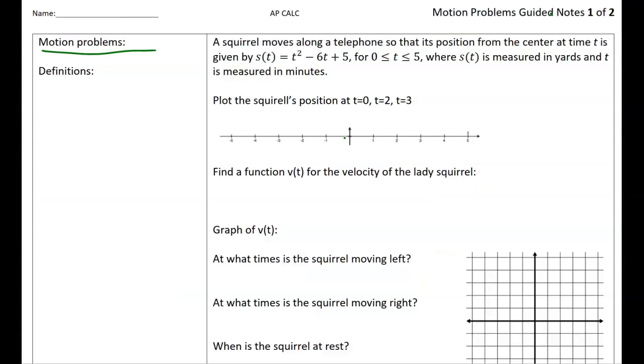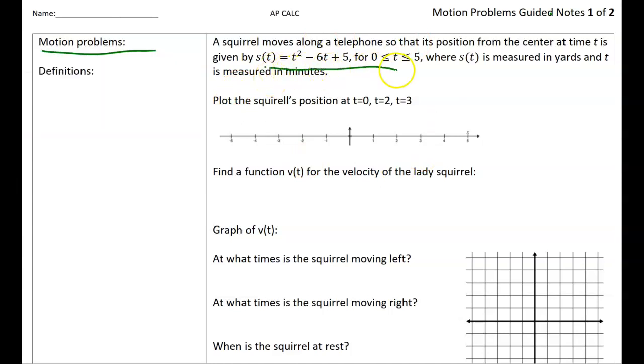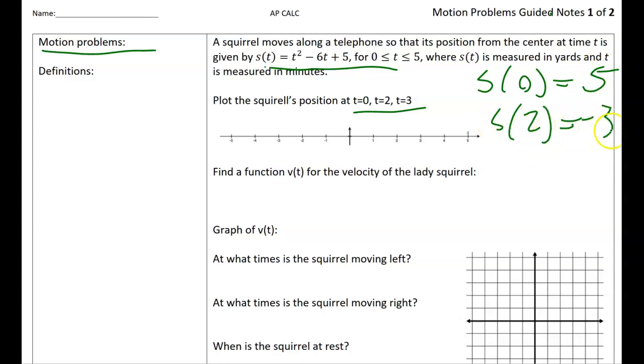And the first thing we're going to consider is our squirrel's position. So I give you this function s to represent the squirrel's position, and I ask you to plot its position at these times. So this is definitely just asking me to plug these in, and you can do that on your own. So s of 0 is 5, s of 2 is -3, s of 3 is -4.